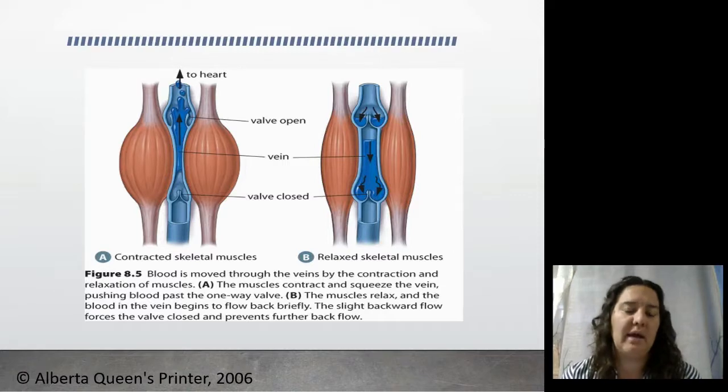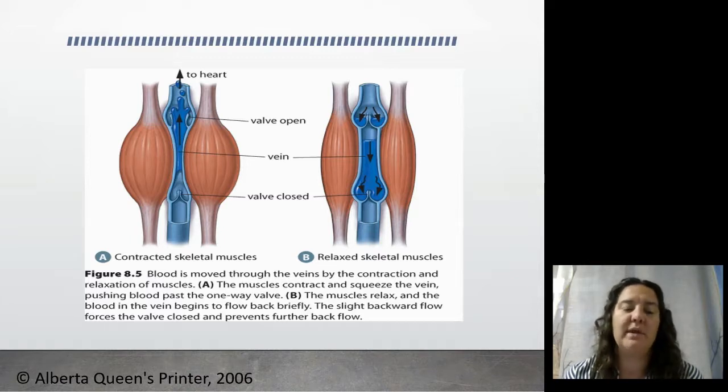So here we can see how muscle contractions allow blood to flow back to the heart. If we have contracted skeletal muscles, blood is forced upwards. And if we have relaxed skeletal muscles, blood is just going to stay in that little vein component between the two valves.